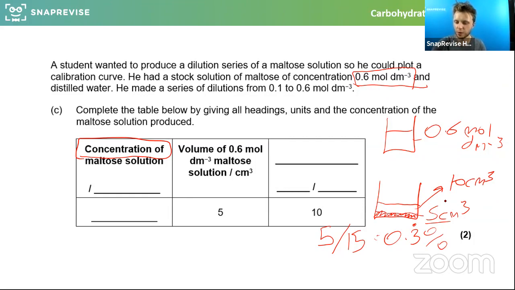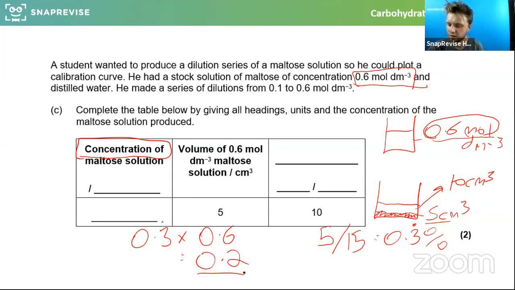In terms of working out what the concentration is, if I know that I originally had 0.6 moles per decimeter cubed, then you need to do 0.3 reoccurring multiplied by 0.6. And when you do that, that will give you an answer of 0.2. Hopefully that's helped you with that.